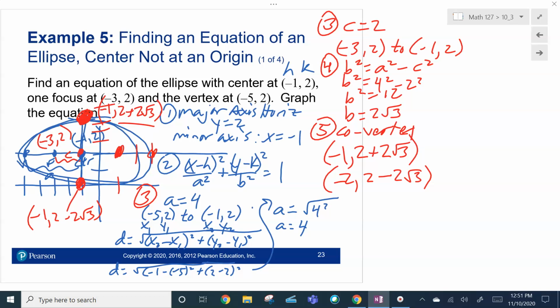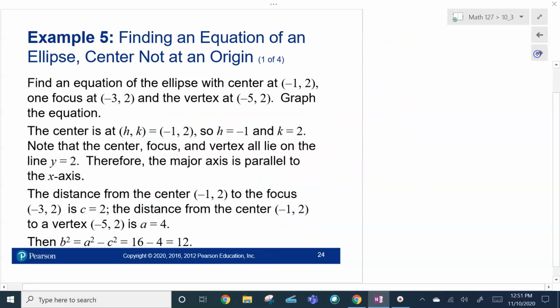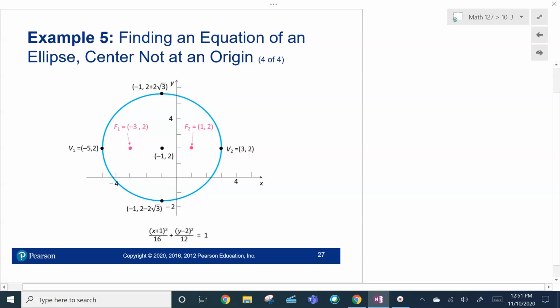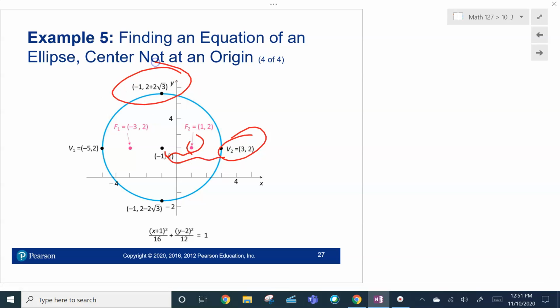So that'd be at what, 3, 0 for that other one there. Okay, there's a little better picture. Let me give you a little better picture here. Get your 3, 2, get your 1, 2. Again, that's a distance of 2. That's a distance of 4. All right, for those other ones, got these co-vertice points there.